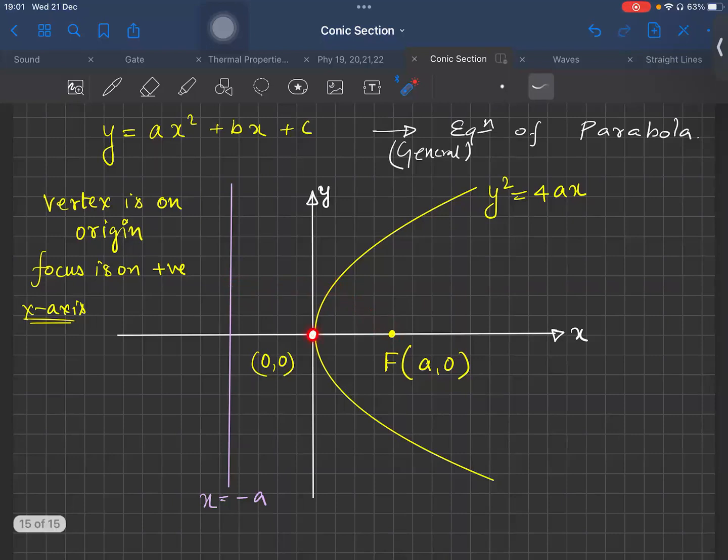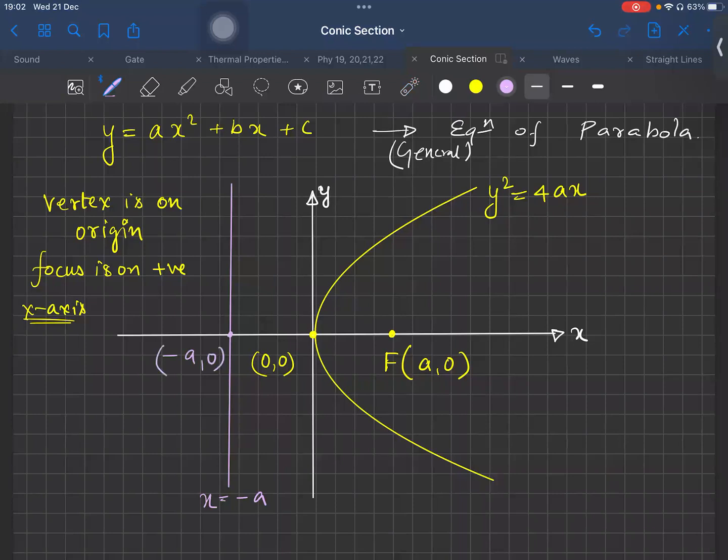Now, this is also a point on the parabola, right? So this distance and this distance must be equal. If this distance is a, this should also be a. Now, since the vertex is on the origin, it is on the negative side of the parabola, so we will write it here. This point is minus a, 0.